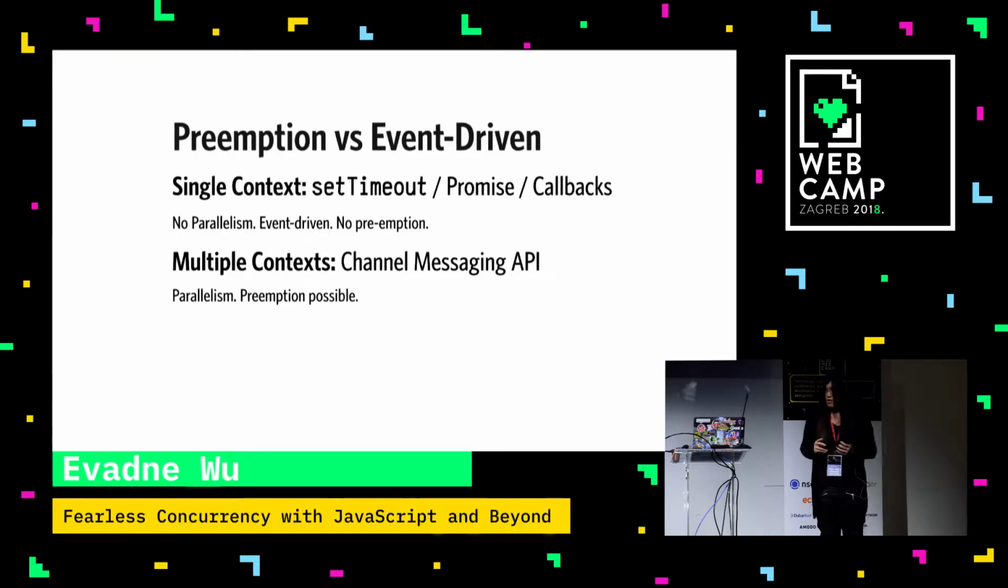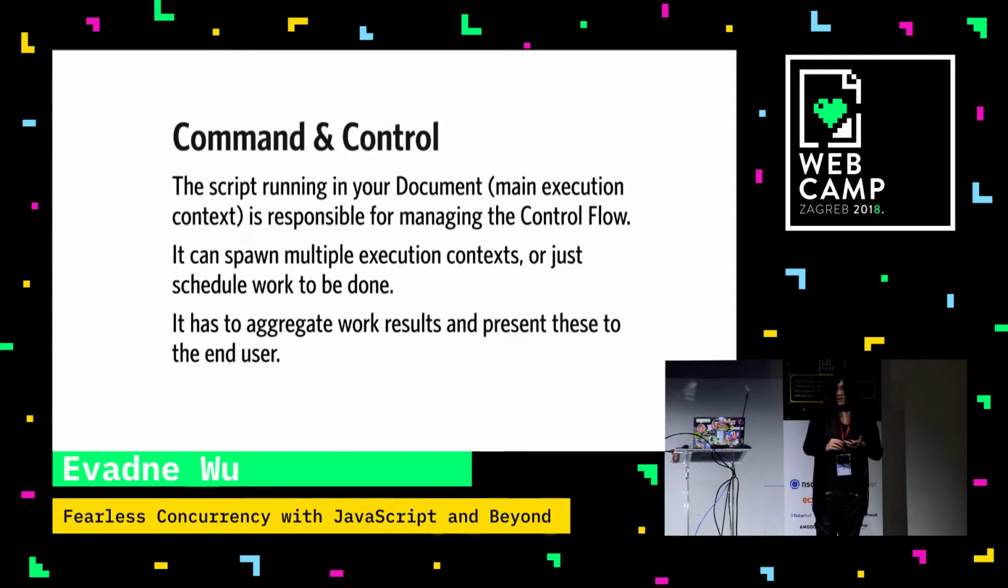But sometimes you got to use multiple contexts, because that's really the difference between concurrency and parallelism. And when you have multiple contexts, this usually means that you've got a document, and the document has a web worker, or you've got a document, and the document has an iframe, or you've got 2 documents in 2 different windows, and so on. You can use something called the channel messaging API to do this.